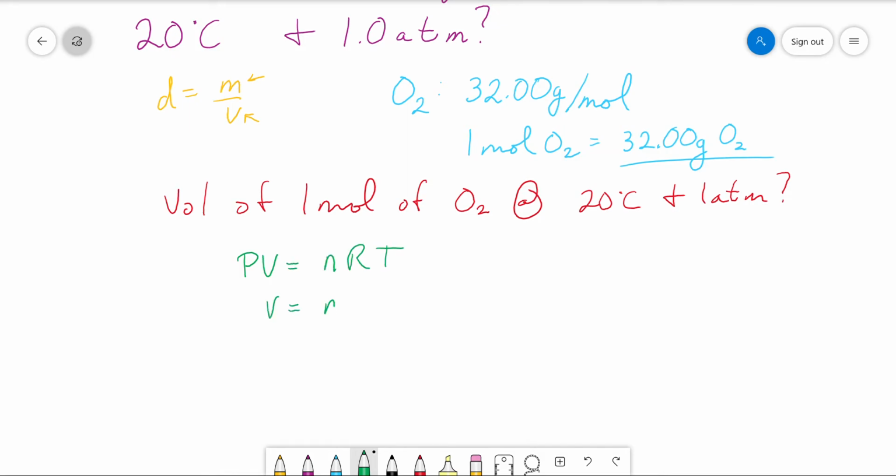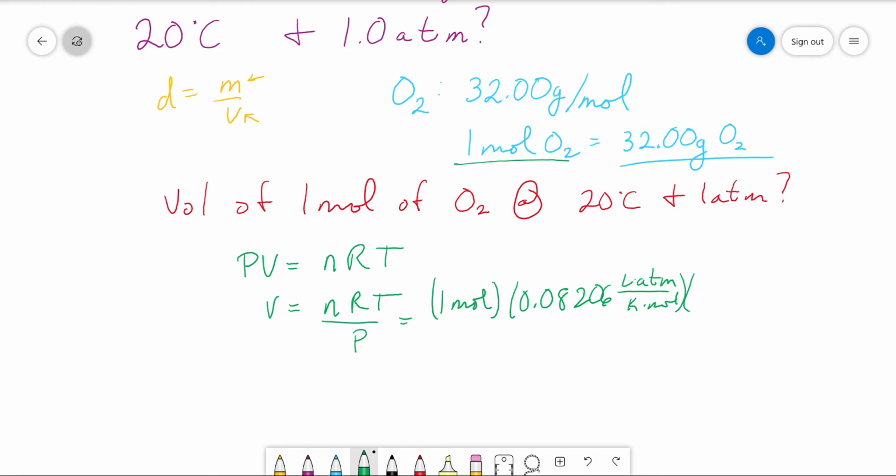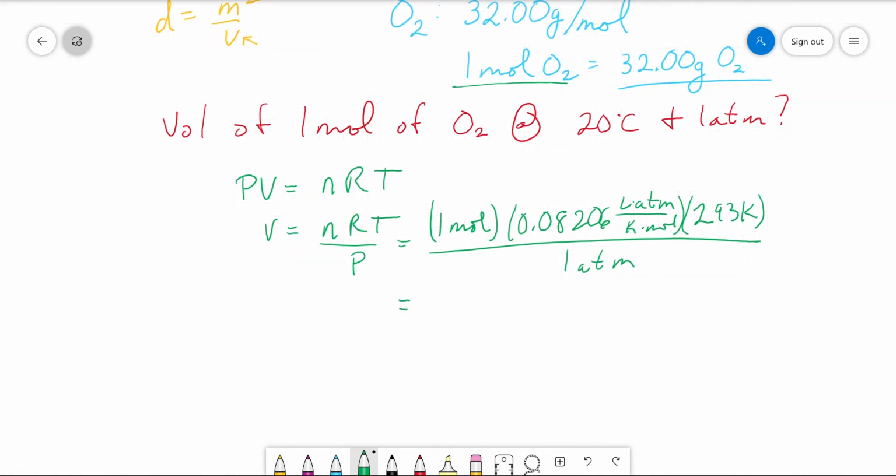So all we have to do is use PV equals nRT and solve for volume. So volume is equal to nRT over P. And n, we're just doing 1 mole. So it's 1 mole. R, 0.08206 liters times atmospheres divided by Kelvin times moles, that will be given, times temperature, 293 Kelvin. Remember, you've got to use Kelvin. All over 1 atm. And that works out to 24.0 liters.